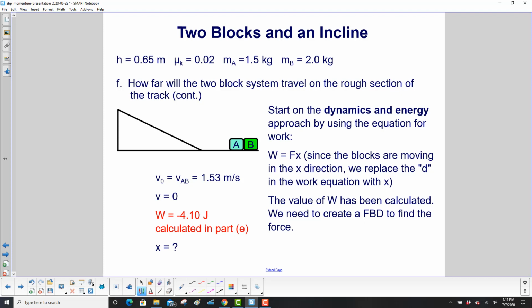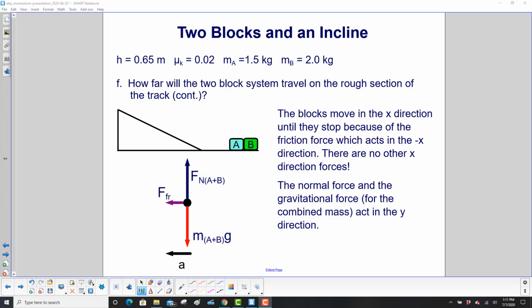Let's use the equation for work. Work is F times X. Now why X? I think we've been using D, but the blocks are moving in the X direction, so we replace the D with X. The value of work has already been calculated. We need to create a free body diagram now to find the force. The blocks are moving in the X direction until they stop. And what stops them? The friction force, which acts in the negative X direction. There are no other X direction forces. So the normal force and the gravitational force, and the only trick here is it's for the combined mass, A plus B. They act in the Y direction.